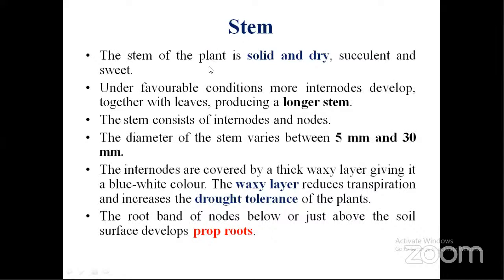Next one is stem. Stem of sorghum is solid, dry, succulent and sweet. Under favorable conditions, more internodes will develop and healthy leaves will develop, and it produces a longer stem. Favorable conditions means optimum soil moisture, optimum temperature, and optimum relative humidity should be present. Stem generally consists of nodes and internodes, and the diameter of the stem varies between 5 millimeters and 30 millimeters.